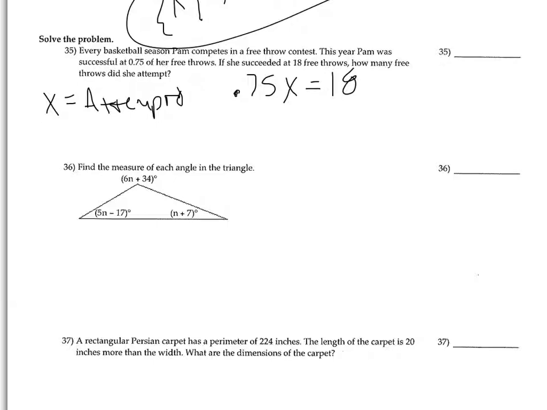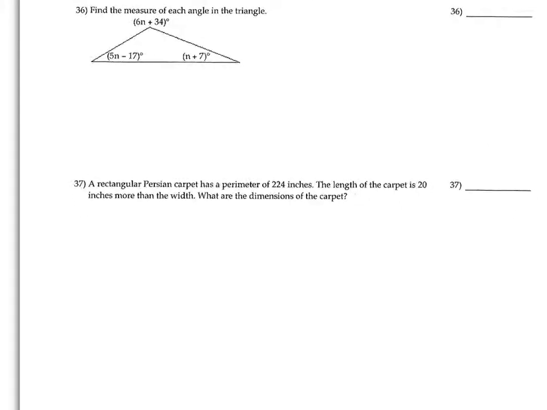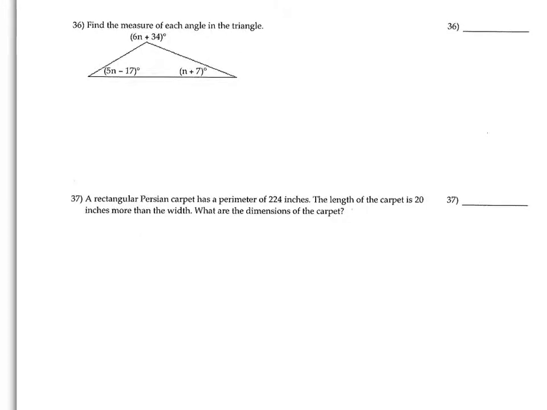So here we have this. This is the equation we have, 0.75x equals 18. Trying to isolate the x here, so 0.75x is 0.75 times x. So divided by 0.75, we get x equals 24. So she attempted 24 free throws. Okay, this next one here, the sum of the interior angles, that is the sum of that angle and this angle, is 180. So we can add these angles up.